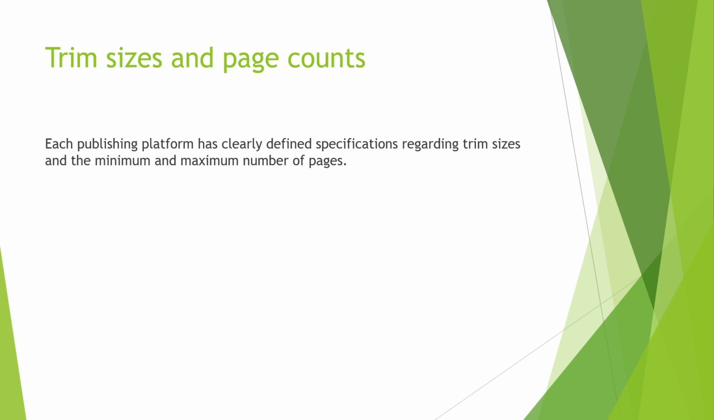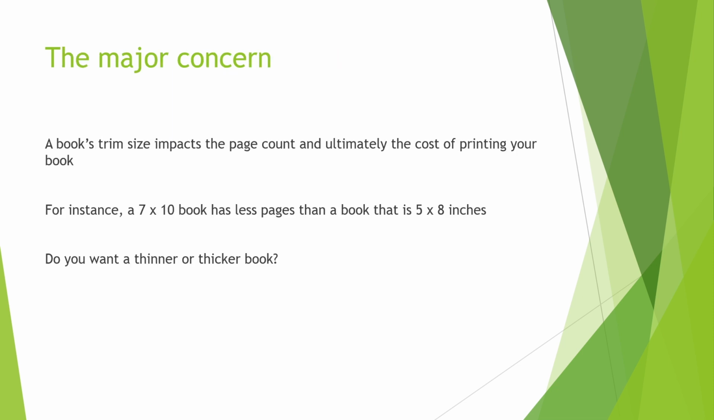I already mentioned that each publishing platform has clearly defined specifications regarding trim sizes and the minimum and maximum number of pages. Here's the major concern for me. Trim size impacts the page count and ultimately the cost of printing your book. For instance, a 7 by 10 book has fewer pages than a book that is 5 by 8 inches. But it's up to you in terms of, do you want a thinner or a thicker book?